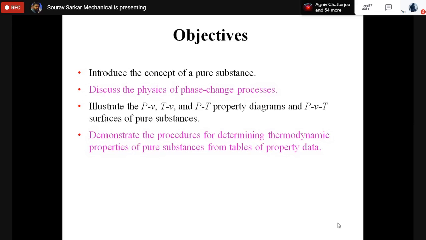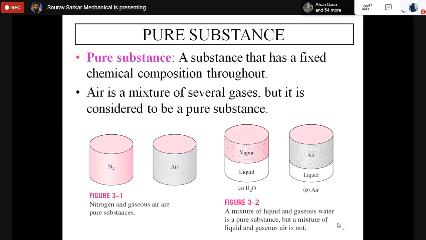So let's look into the topic. What is a pure substance? A pure substance is a substance that has a fixed chemical composition. What do you mean by that? Fixed chemical composition means that if you take any small sample from anywhere of that substance, and you take another sample from any other space, if you compare these two samples, you will see they are chemically perfectly identical.